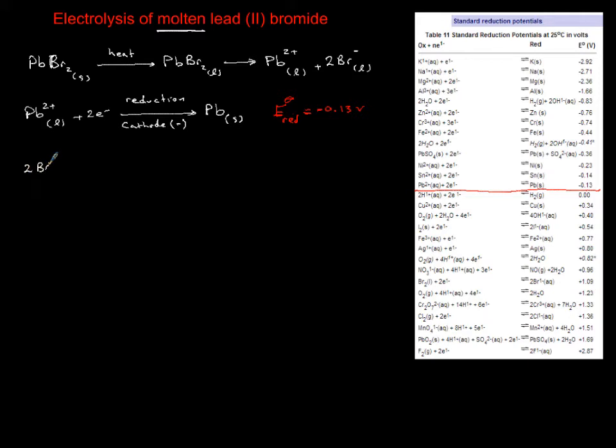Now bromide is going to lose 2 electrons to give you bromine, a red liquid. Since you're losing electrons, this is oxidation. Since it's oxidation, it's your anode. And since these are your negative ions or anions, the anode should be your positive electrode.